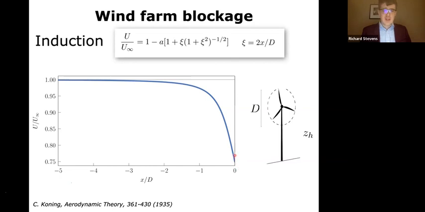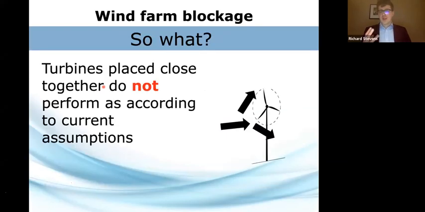Upstream, you see that the velocity is already decreasing somewhat. But for a single turbine this is well known. For a wind farm this is a bigger deal, because for a single turbine, if you test it out, you would already know how well it is producing, because this single turbine would be validated with measurements.